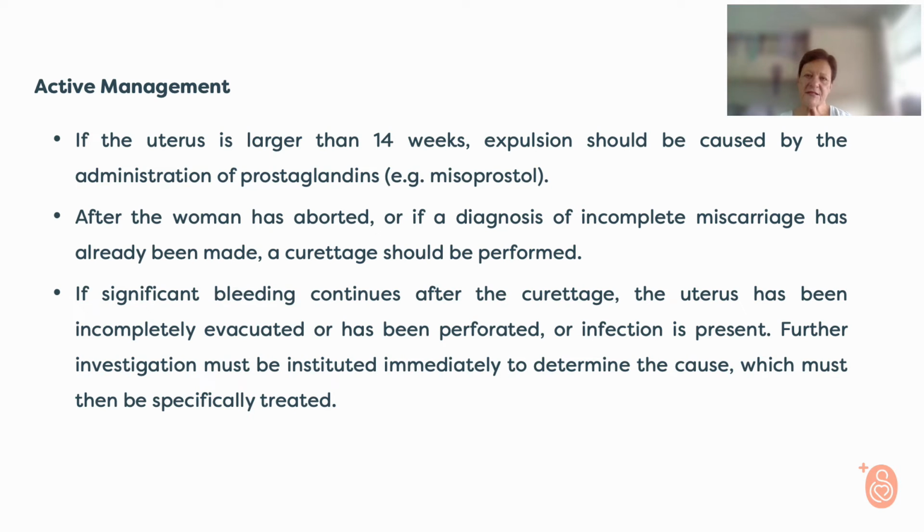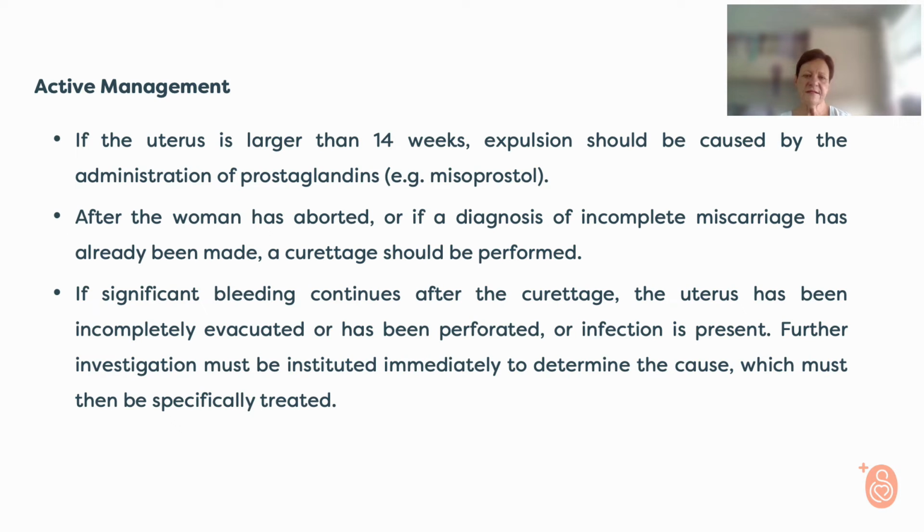Then the active management is to get the uterus clean, in inverted commas, as quickly as possible, to get the products of pregnancy out of the uterus so that the uterus can contract. And the longer the products stay in the uterus, obviously the bigger the chance of possible infection. So if the uterus is larger than 14 weeks, the expulsion should usually be caused by prostaglandins, by giving hormones. Prostaglandins or misoprostol usually works very well in this case.